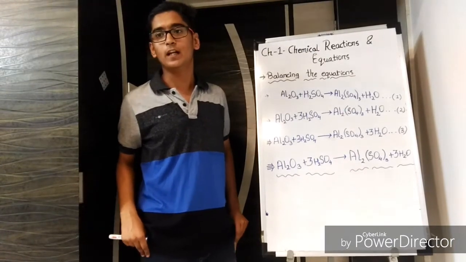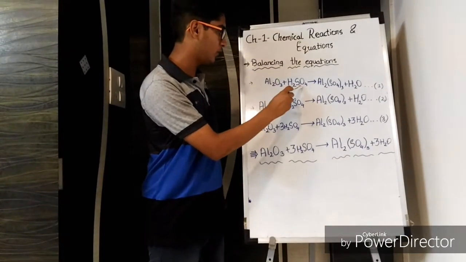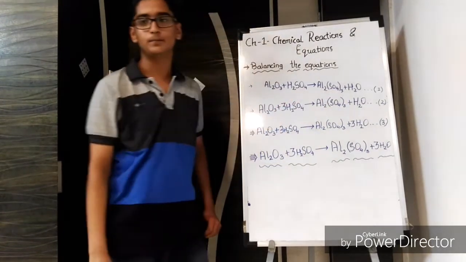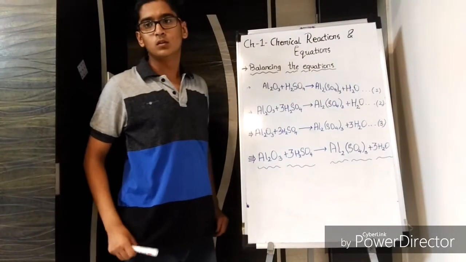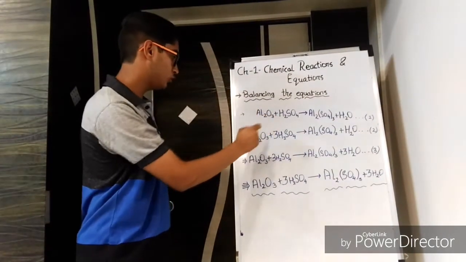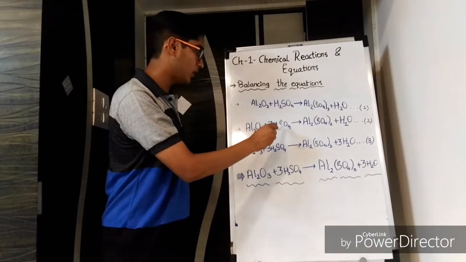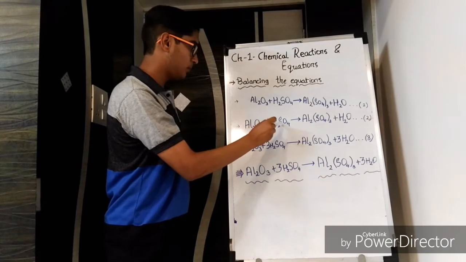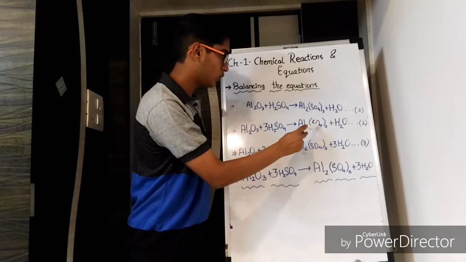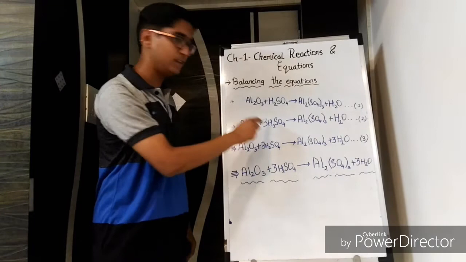There is only one atom of sulfur on the reactant side, while there are 3 atoms of sulfur on the product side. So the reaction should be Al2O3 plus 3H2SO4. So sulfur becomes 3 times, so this is 3S, gives Al2(SO4)3 plus H2O. So the sulfur becomes balanced over here.